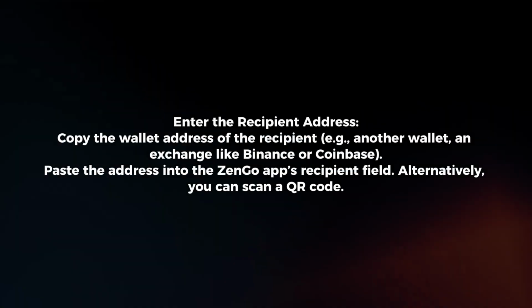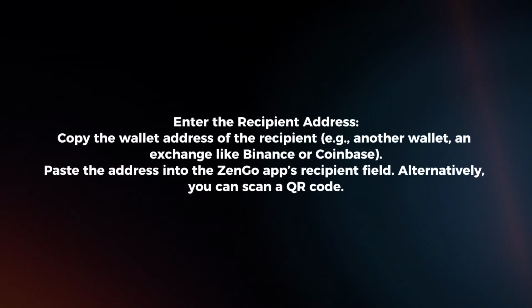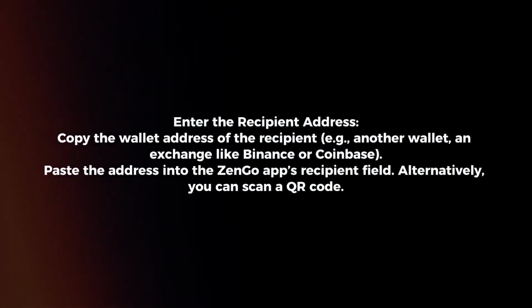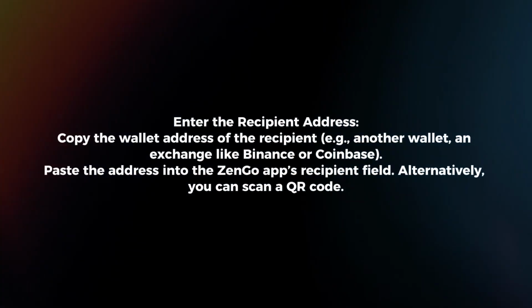Enter the recipient address. Copy the wallet address of the recipient. Paste the address into the ZenGo app's recipient field. Alternatively, you can scan a QR code.